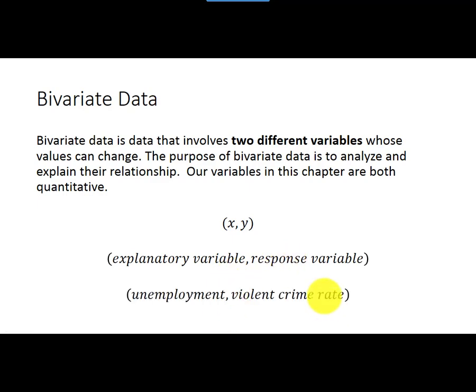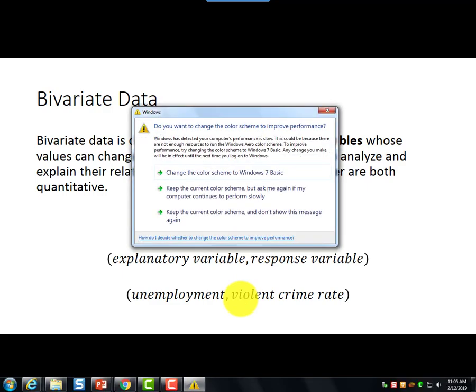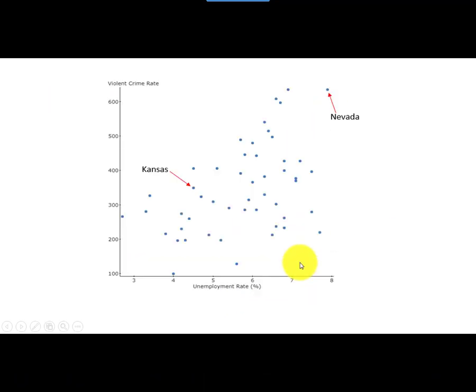And the first graph I'm going to show you, we're going to look at unemployment and violent crime rate. So our explanatory variable will be unemployment, and our response variable will be the violent crime rate. Let me show you this scatter plot. Here it is. As I mentioned, our explanatory variable is there on the x-axis, the unemployment rate, and our response variable on the y-axis. So this graph is a representation in 2014 of all 50 states in the U.S. So there are 50 dots here, possibly 51. I don't remember if the District of Columbia is in there, but there are approximately 50 dots here.